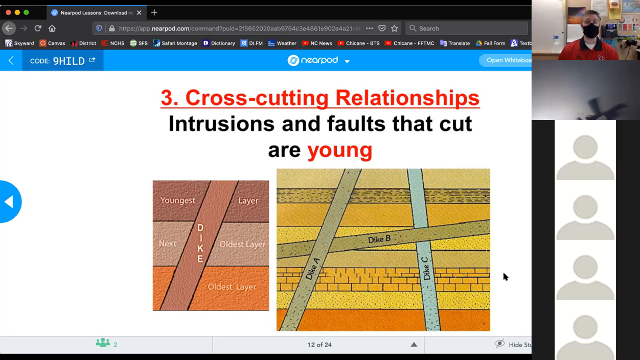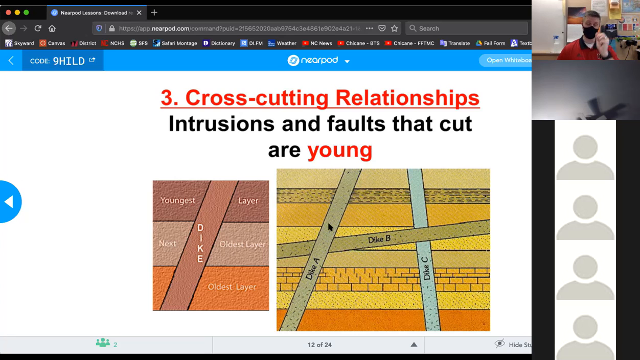Okay. The youngest would be A. So here we have rock layers. Dike C cuts across. So, at the time the dike C formed, that was the newest thing. And dike B forms, which cuts across dike C. So it's newer than dike C, and then dike A cuts across dike B.